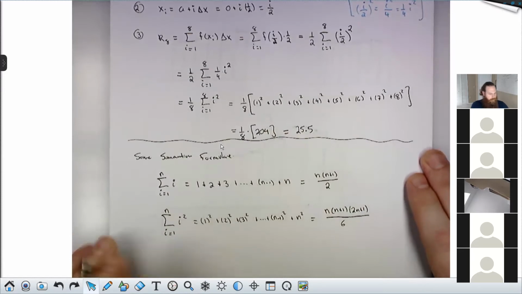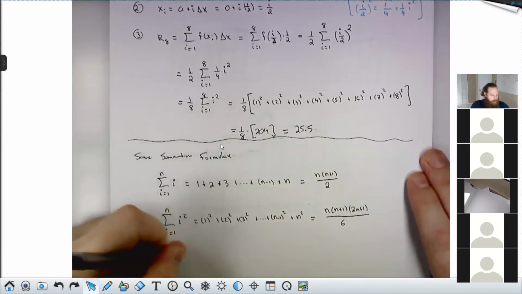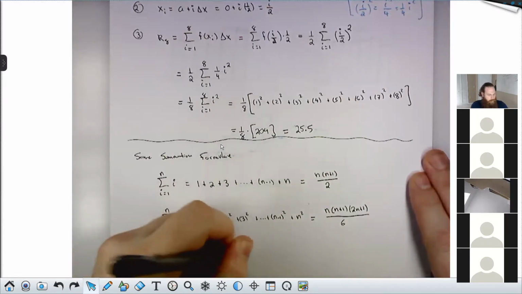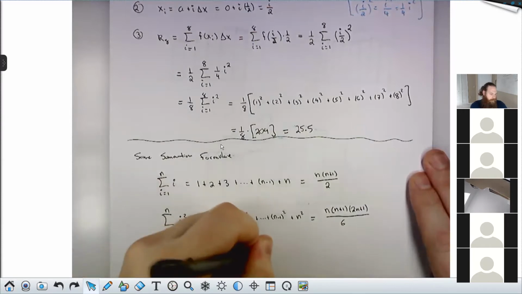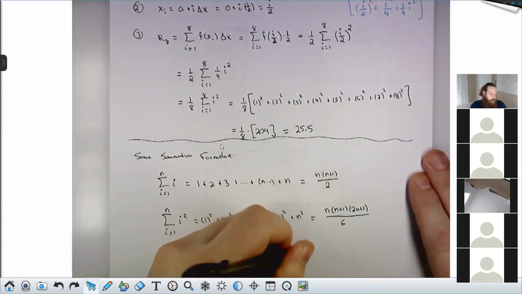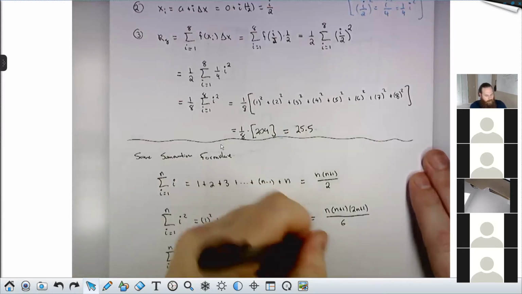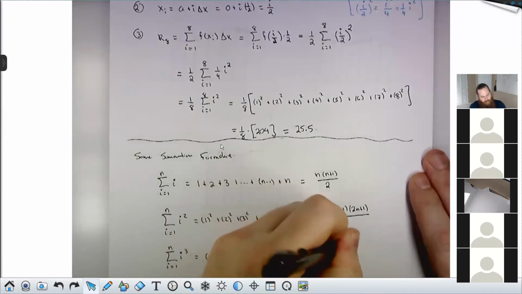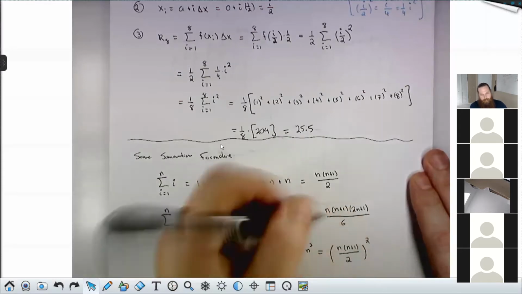And the last one that you may end up needing is the sum from 1 to n of i cubed, which would be 1 cubed plus 2 cubed plus 3 cubed. The second to last term would be n minus 1 cubed, and the last term is n cubed. This turns out to be the square of the first one: n times n plus 1 over 2, all squared.